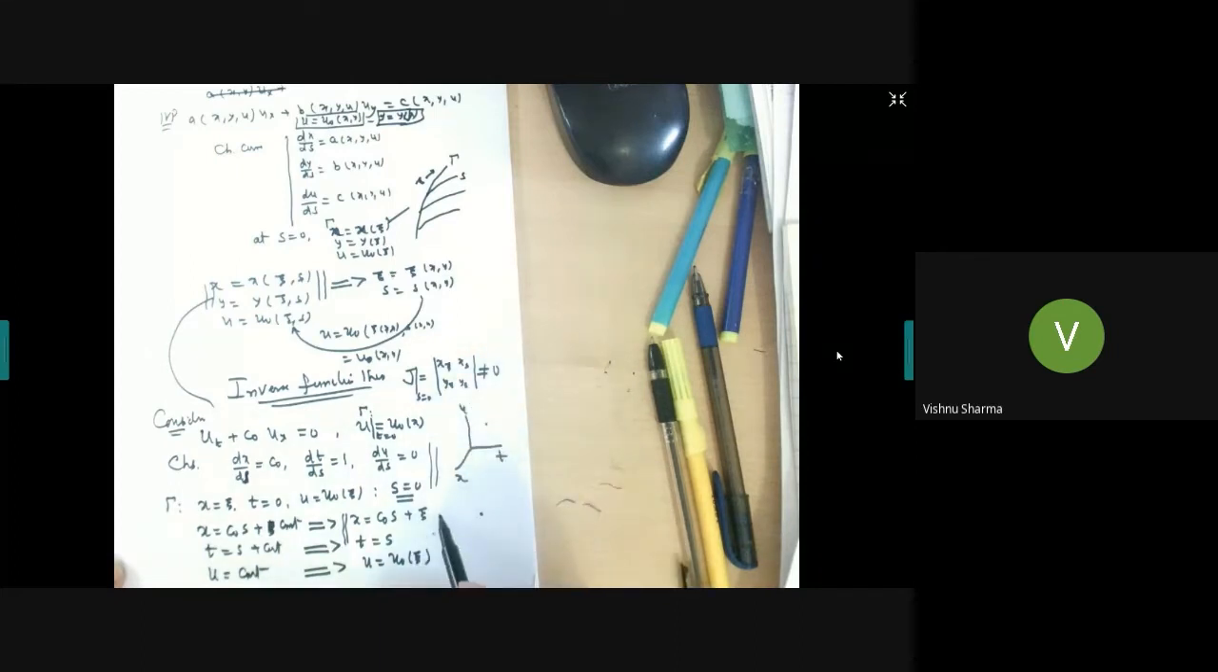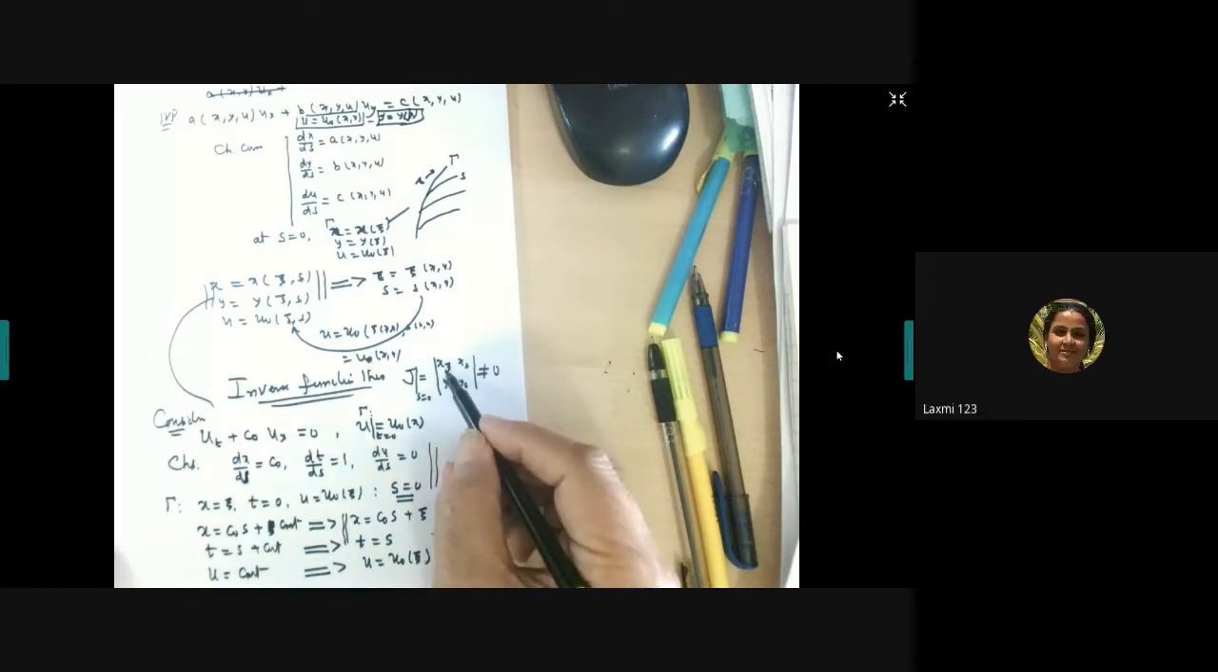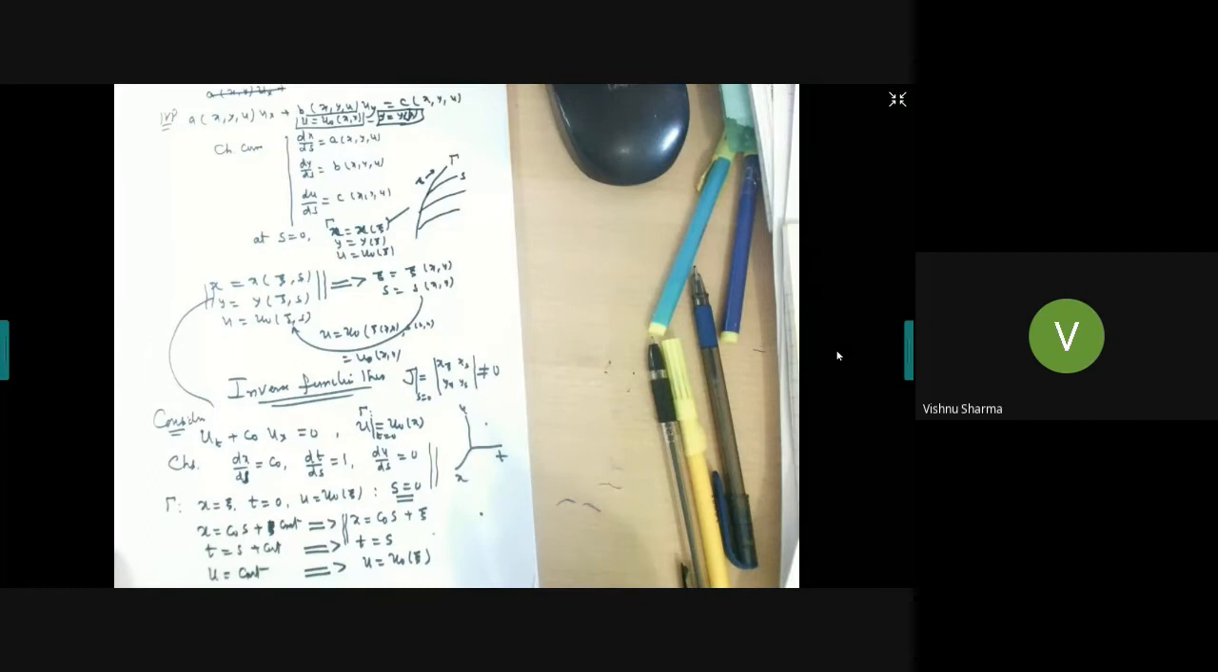So, what do we get from here? You can see here that s is equal to t. I will substitute, and here xi is equal to x minus c naught t, and of course s is equal to t.